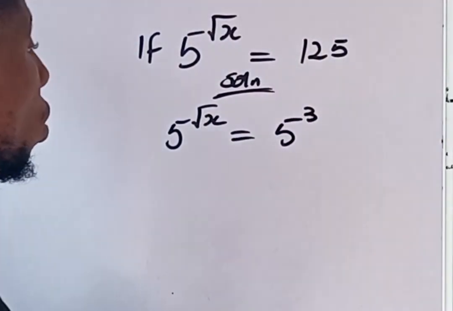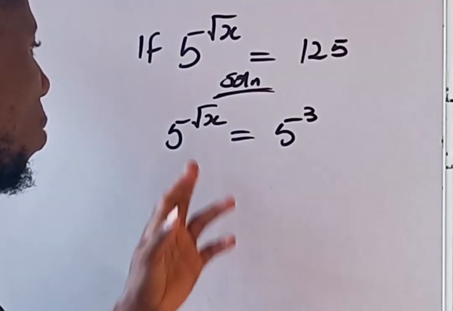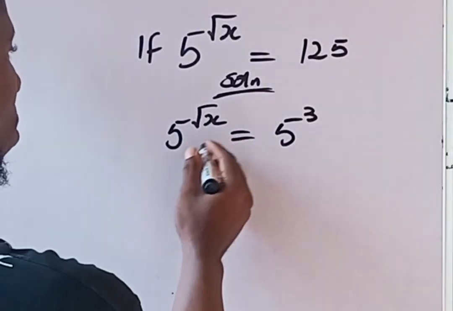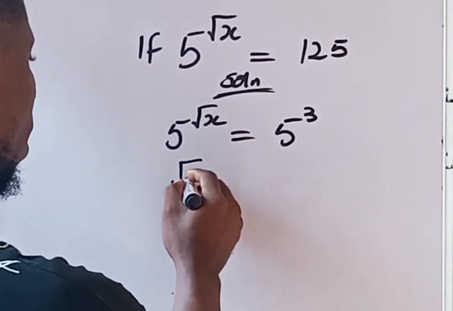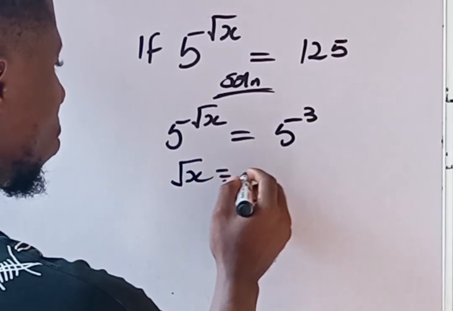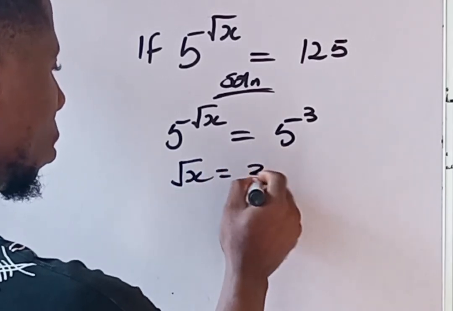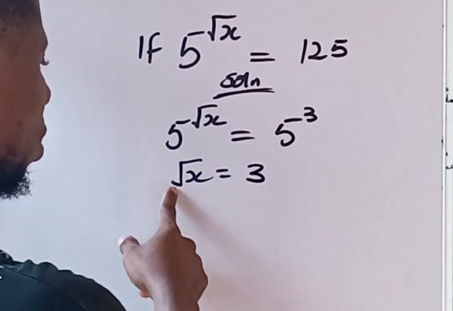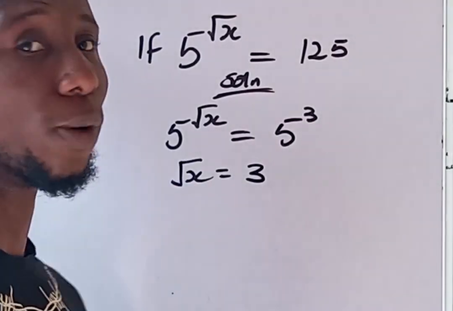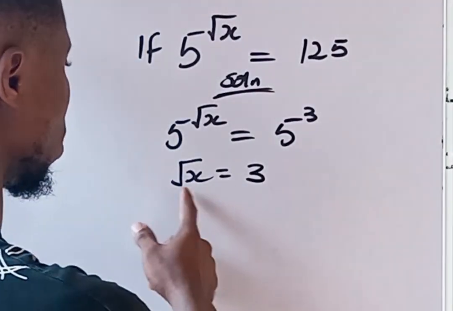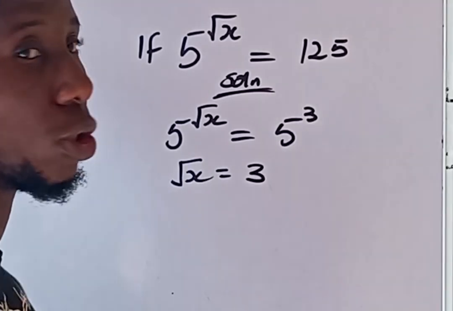Okay, so now that we have the same base, we are going to equate the power. So if we equate the power, we have root x, which equals what? 3. Now we have a root here, and we are asked to look for the value of x. For us to get the value of x, we have to take the square of both sides.